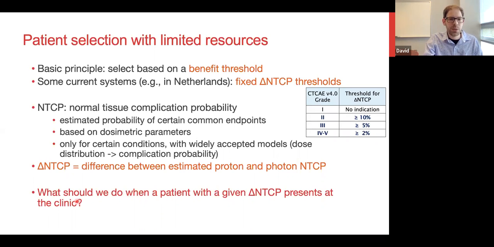So let me quickly explain what this is. It's really not complicated, at least on the surface. The details get complicated. But NTCP stands for normal tissue complication probability, which is exactly what it sounds like. It is the estimated probability of some common endpoints.